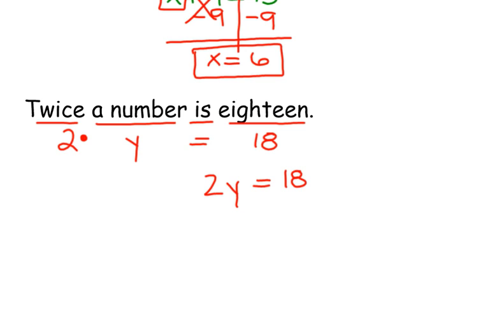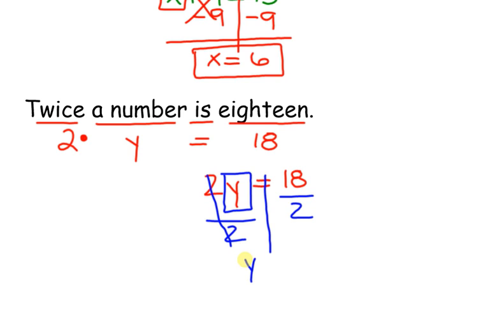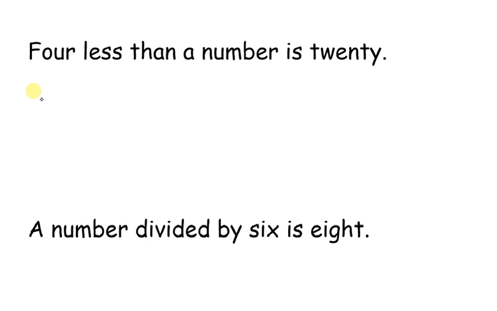All right, now let's go ahead and solve this. So we're going to put a box around our variable, and we're going to divide by 2 because 2 is being multiplied to it, and the inverse is division. But whatever I do to the left, I need to do to the right. 2 divided by 2 cancels out, and we're left with y equals 18 divided by 2, which is 9. All right, let's try some more.